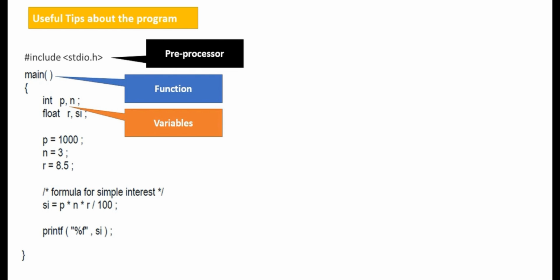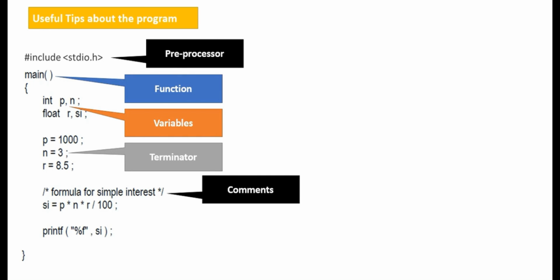Okay. Next is variables. As I already discussed, variables are entities that may change during the execution of a program. That means the values for P, N, R and SI can be changed during the program. So during initialization there is nothing to store, but after that the variables P, N, R have values like 1000, 3 and 8.5. Next is terminator. As I already said, any C statement always ends with a semicolon.